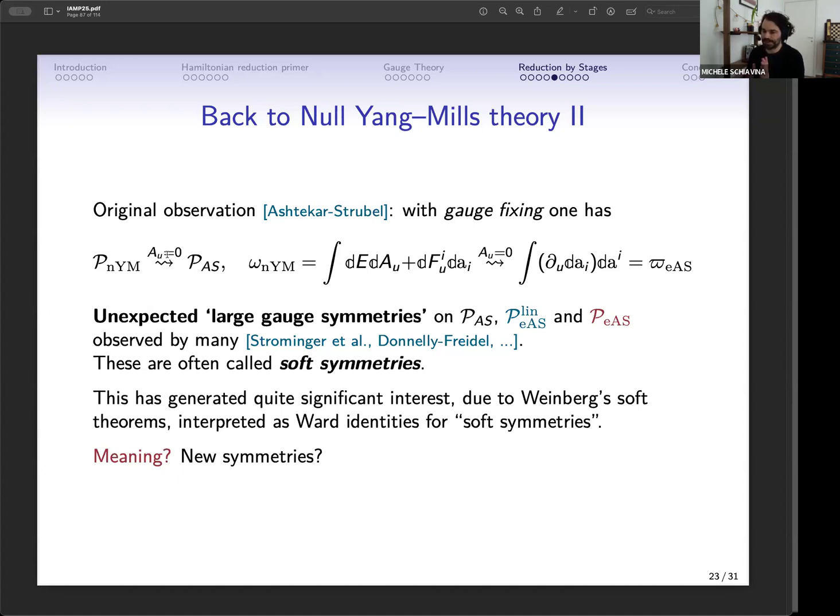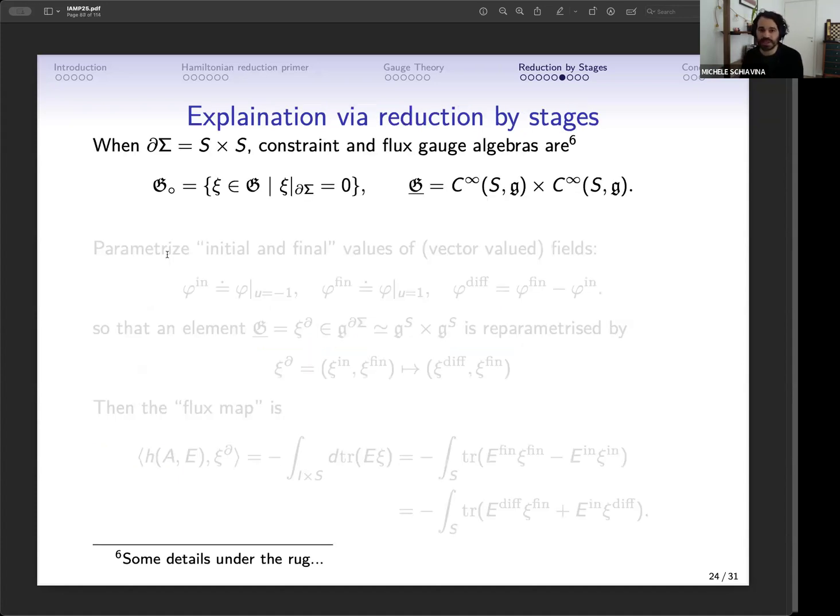Can we say something about this plethora of reduced phase spaces that appear in this field? And I think the answer is yes, because of the following. If you look at the case that I outlined before, up to some details that I'm going to sweep under the rug very happily, you can see that the constraint gauge group is nothing but gauge transformations that vanish at the boundary. And the residual gauge group is two copies of gauge transformations at the two endpoints, at the two spheres, celestial spheres, if you want.